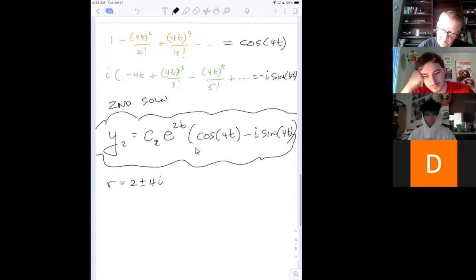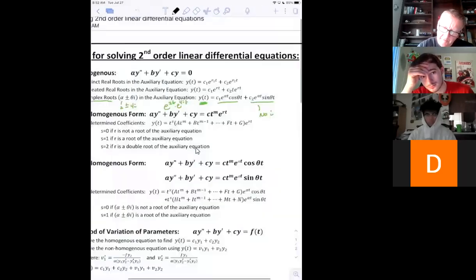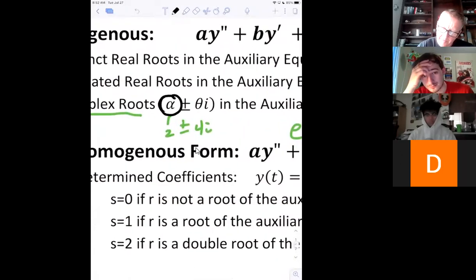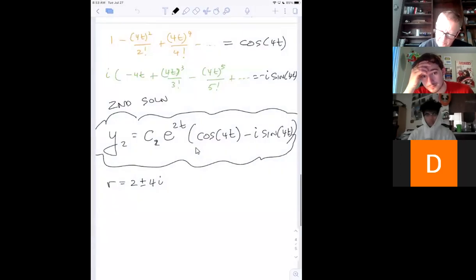Let's do this a little more theoretically. And in accordance with this note sheet that I made for you, notice in more general terms, I called that alpha and that theta. In other words, the theta was the thing in front of the I. So rather than do this with 2s and 4s, let's do this with alpha and theta.